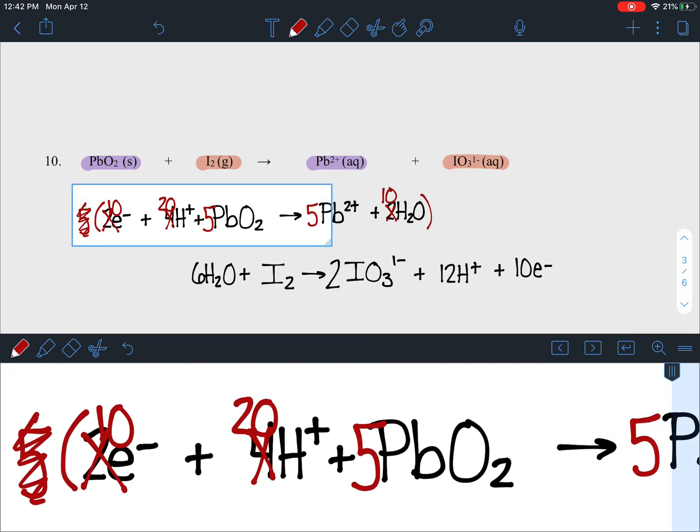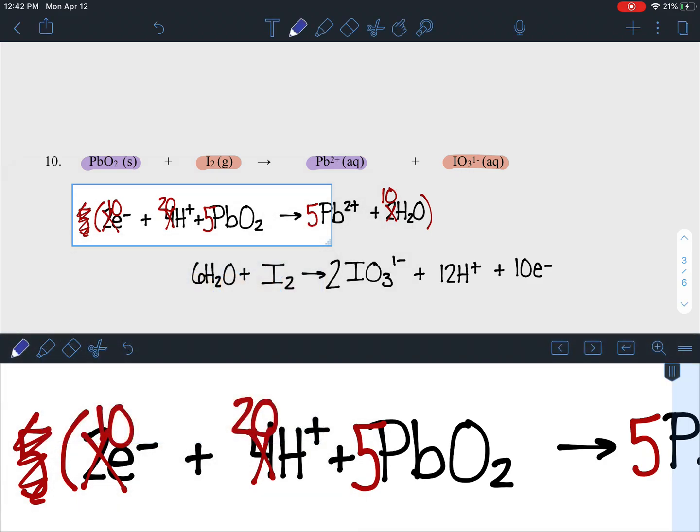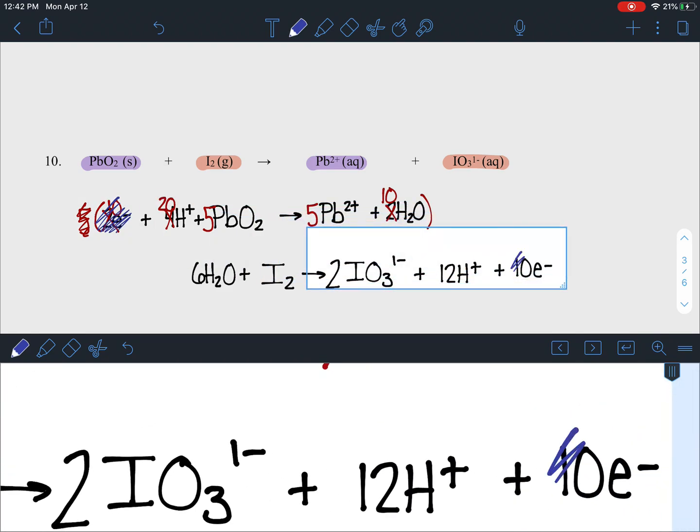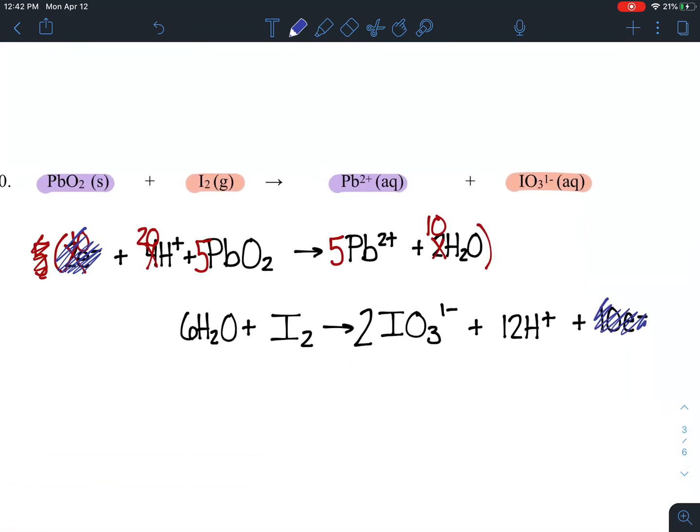I am ready now to start canceling out the things that are the same on both sides. So I am going to cancel out my 10 electrons there, and I'll cancel out the 10 electrons here. Maybe I'll just zoom in, make it a little bit easier. And then I had 20 hydrogen ions there and 12 here. So I can subtract out 12 from both sides, and that brings me down to 8. And for waters, I have 6 and 10. So I can subtract out 6 from both sides, and that leaves me with 4.